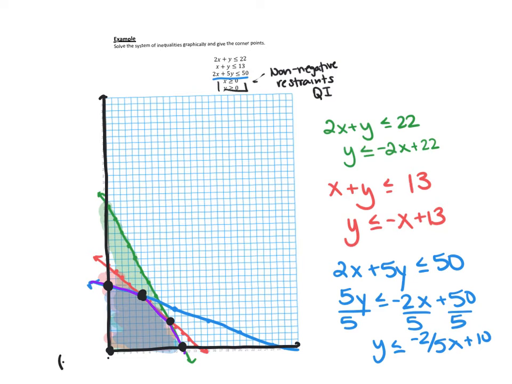This point as well. So we have the point 0, 0. We have the point, it looks like 0, 10. We have the point 5, 8. We have the point 9, 4. And we have the point 11, 0. Here are all the corner points that are given in this particular problem.